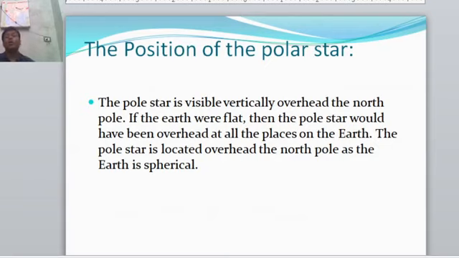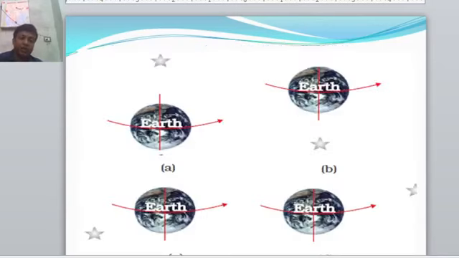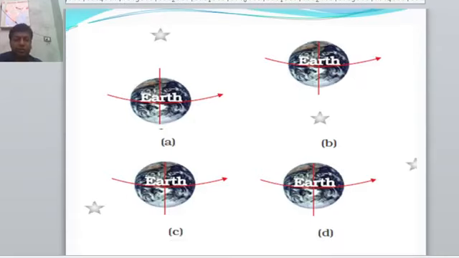Now the position of the polar star. Do you have an idea? The polar star is overhead at the North Pole. If the Earth were flat, then the pole star would not have been overhead at all places on the Earth. The pole star is located overhead at the North Pole, as the Earth is spherical. Look at this position. This is the North Pole situation. When the Earth moves like that, this is the actual position.